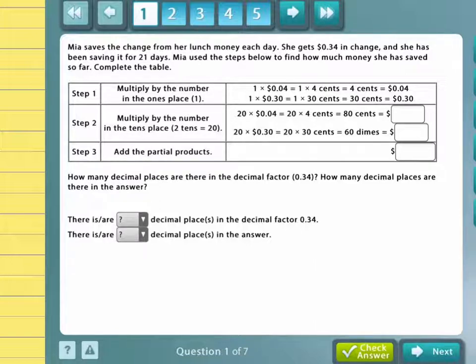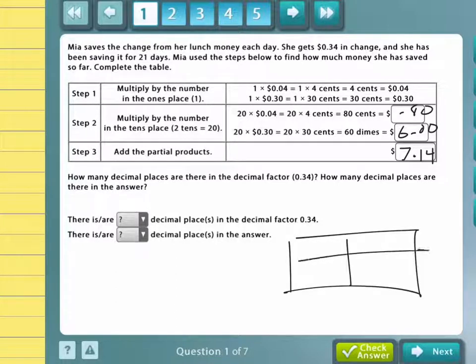So this would be 0.80, and this would be $6 like that. So we add those up, and so far she has saved $7.14. Basically what they're doing here is they're using the place value section model, and they're multiplying 0.30 and 0.04 times 20 and 1. So they're doing place value section, and that's why we have the different partial products.